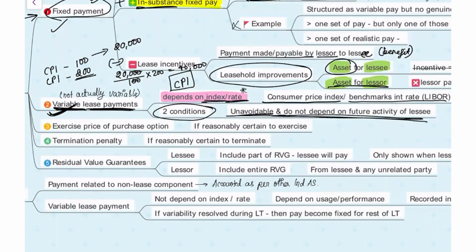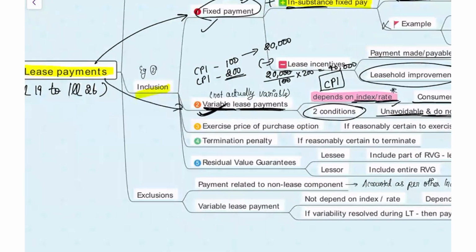So according to the lessee, it should not change. It should not depend on any activity of the lessee. The rate should not be like a rate on sales or a percentage on profits or a percentage on performance. No, it should be an independent rate. It should not depend on any future activity done by the lessee and it should be unavoidable. So if all these conditions are fulfilled, it will be known as your variable lease payments and it will get included as a part of your lease payments.